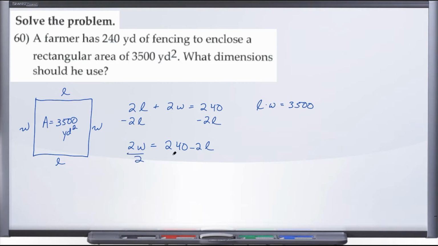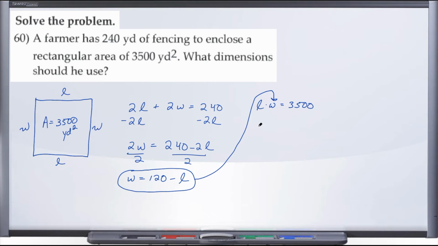And we'll divide both sides by 2. And so we end up with W equals, well, 240 divided by 2 is going to give us 120, and 2L over 2, the 2's cancel, so we're just left with L. And so there we have it. W equals 120 minus L. So let's take that information and plug it in for W, since we just solved for W.